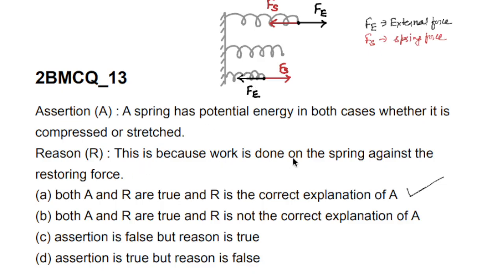This is because work is done on the spring against the resulting force. Yes, that's what we are doing. See, if we are stretching it, we are applying force against the spring force. If we are compressing it, then our external force is on this side towards the left, but the spring force is on this side. Again, we are working against the force of the spring. That's why its potential energy is increased. So both A and R are true, and R is the correct explanation of A.